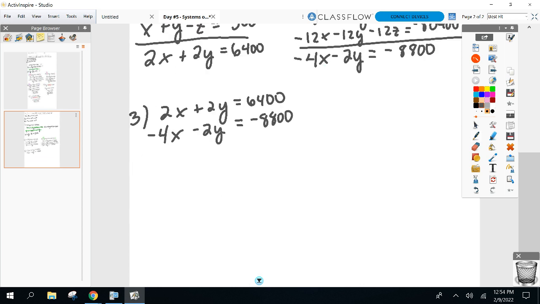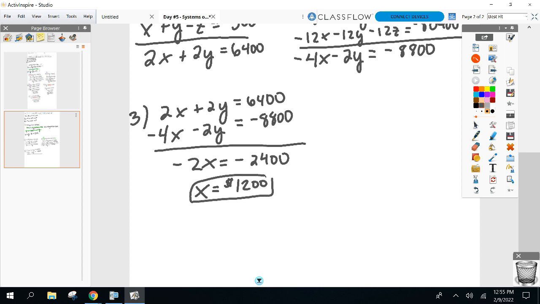Oh, and look at what happens here. I don't even need to multiply by anything. The y's are gone. Magic. Negative 2x equals negative 2,400? Yeah? So x is going to be, how much money did we put in that 8% account? 1,200 bucks? Where are you getting the next variable from? Original 3? No. One of the 2 we're working on.